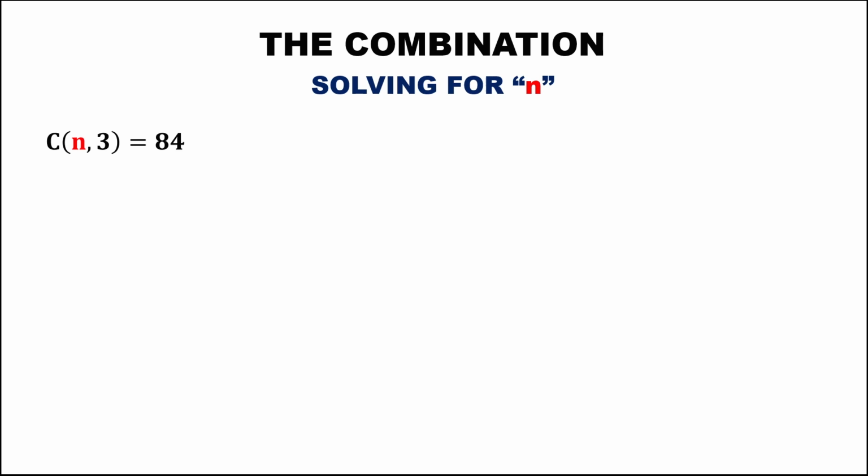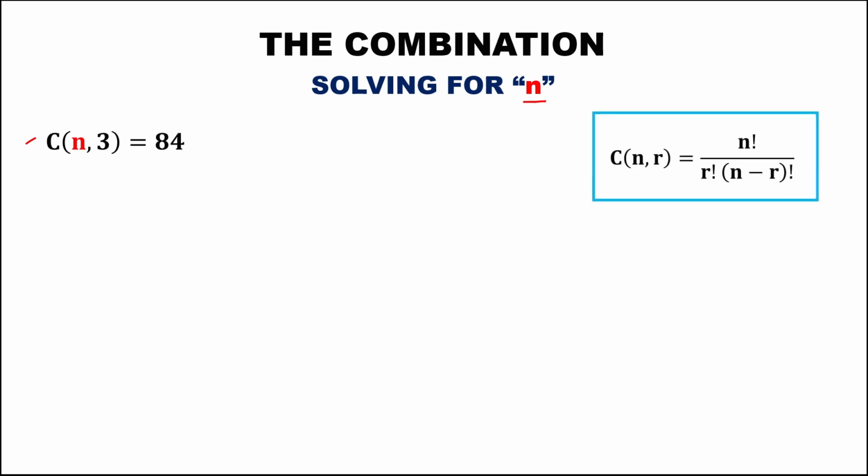So for this problem, we use the combination to solve for n. From the given, n choose 3 is equal to 84. Now using the formula, n choose r equals n factorial over r factorial times the quantity of n minus r factorial. From the given, n choose r is equal to 84, so this becomes 84 equals n factorial.